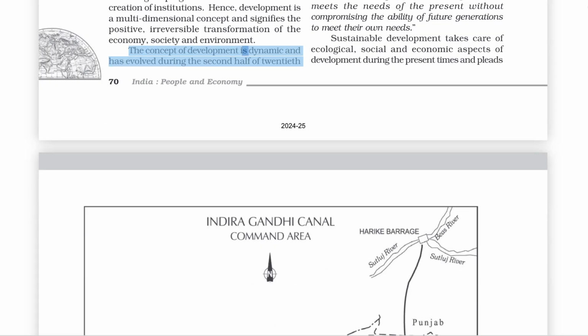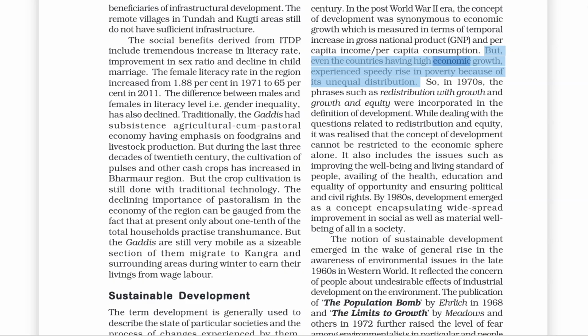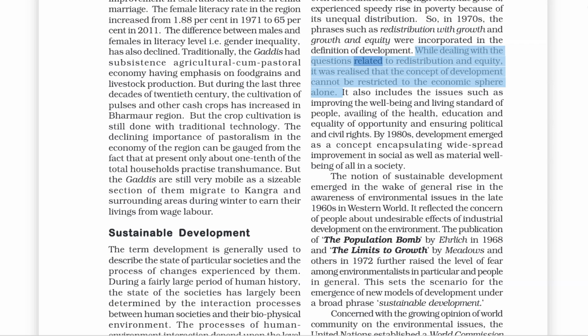The concept of development is dynamic and has evolved during the second half of 20th century. In the post-World War II era, the concept of development was synonymous to economic growth, which is measured in terms of temporal increase in gross national product, GNP, and per capita income/per capita consumption. But even the countries having high economic growth experienced speedy rise in poverty because of its unequal distribution. So, in 1970s, the phrases such as redistribution with growth and equity were incorporated in the definition of development. While dealing with the questions related to redistribution and equity, it was realized that the concept of development cannot be restricted to the economic sphere alone.